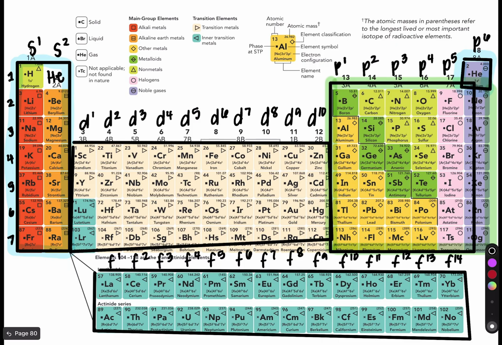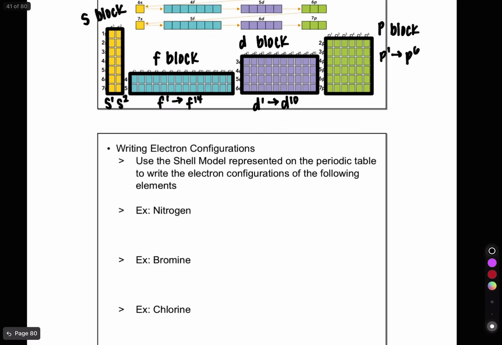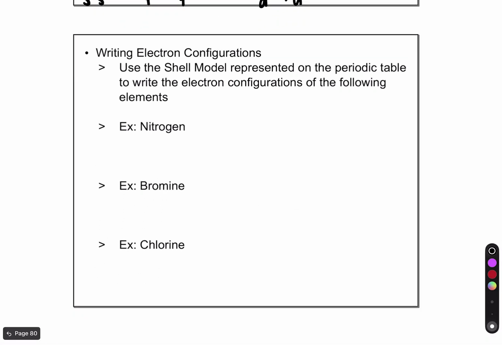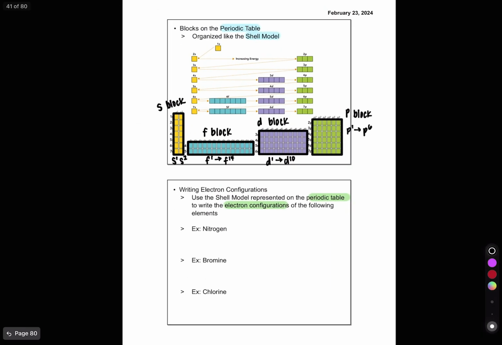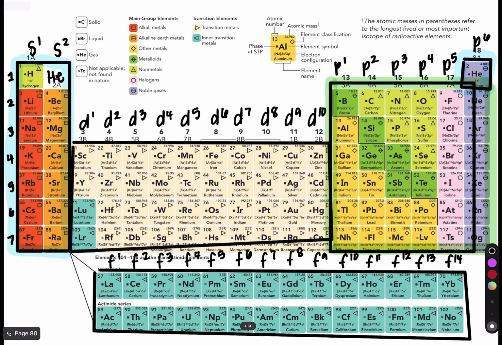So let's get practice using this newly labeled periodic table to write electron configurations. If I wanted to write the electron configuration for nitrogen using the periodic table, what I would need to do is find nitrogen's location on the periodic table and figure out what part of its configuration is going to come last. So I'm going to flip to my periodic table, and I'm going to notice that nitrogen is right here on the periodic table. So what I'm noticing is that nitrogen is in the P3 location.